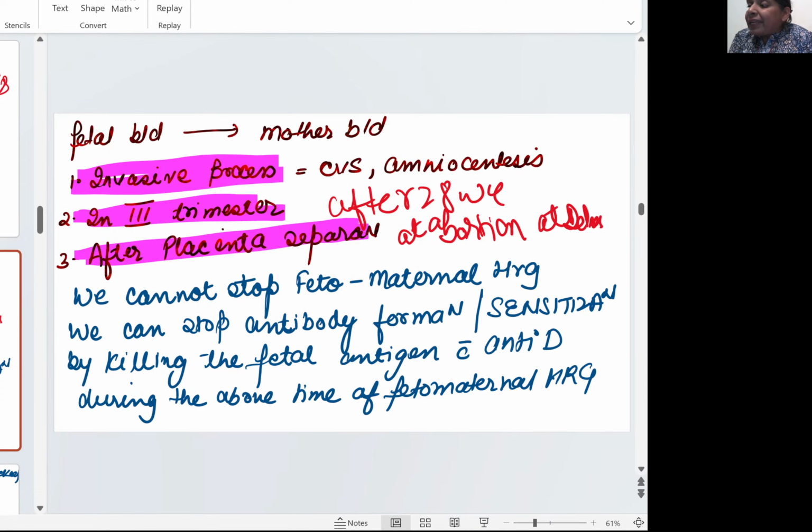We know at what time the feto-maternal hemorrhage occurs. Now we will give anti-D at this time. So we will not let the mother sensitize. We will not let the mother form the antibodies. We will kill the fetal antigen by giving anti-D from outside.